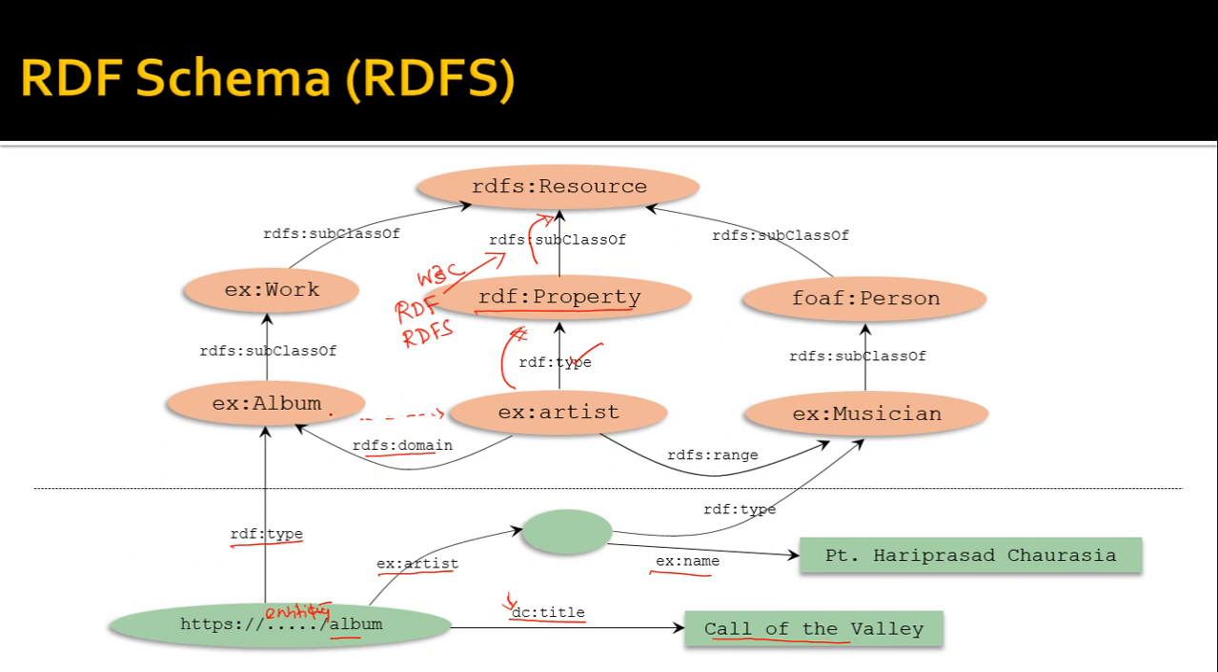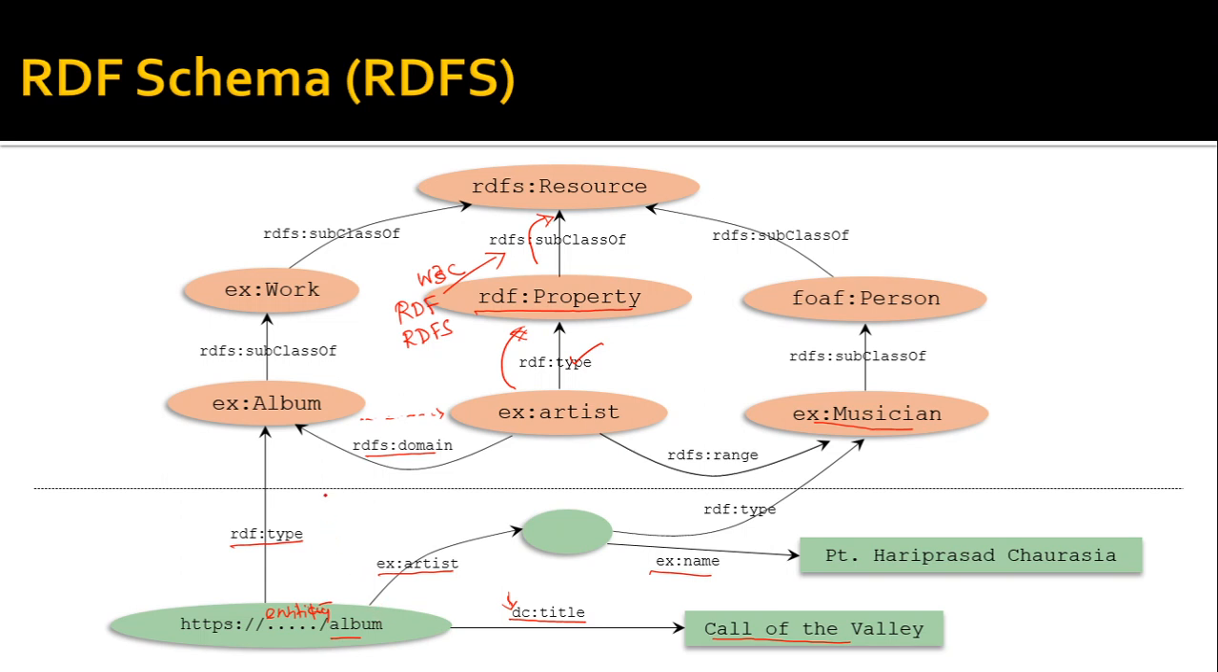So we are restricting what can have an artist, right? I'm saying that albums can have the property artist. Now, if something has the property artist, what value can it take? It can take only values from the musician class, right? So if some entity belongs to musician, that could act as the value of the artist property. This is exactly what we can see here.